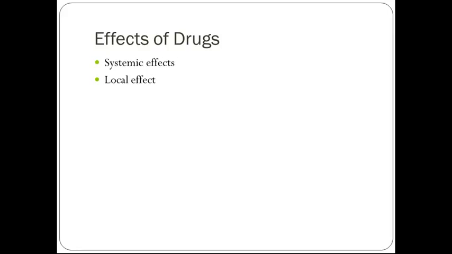Effects of drugs. Systemic effects. This means that the drug affects all areas of the body. It has some sort of effect throughout the entire system. The local effect type of drug is your lotions or your lidocaine patches. That's why we call it like a local anesthetic. It only affects a certain area of the body. So wherever we place that lidocaine patch or give that lidocaine injection, that is the only area it will affect.